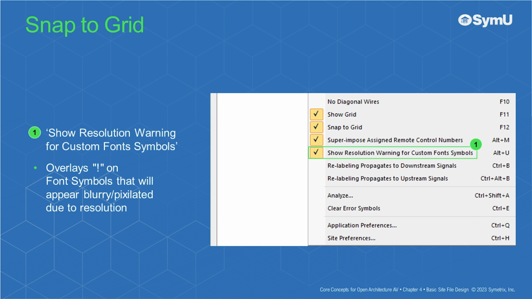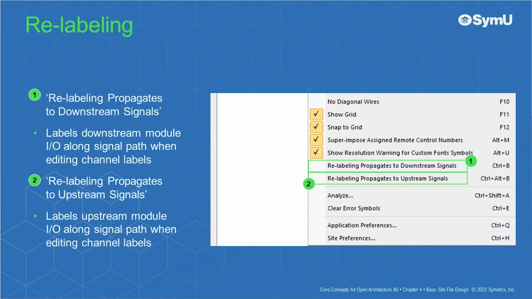Show Resolution warning for custom font symbols overlays an exclamation point on font symbols that will appear blurry or pixelated at the displayed size due to the symbol resolution. Relabeling propagates to downstream signals labels other downstream module labels along the signal path when editing those channel labels. Relabeling propagates to upstream signals labels other upstream module labels along the signal path when editing those channel labels.